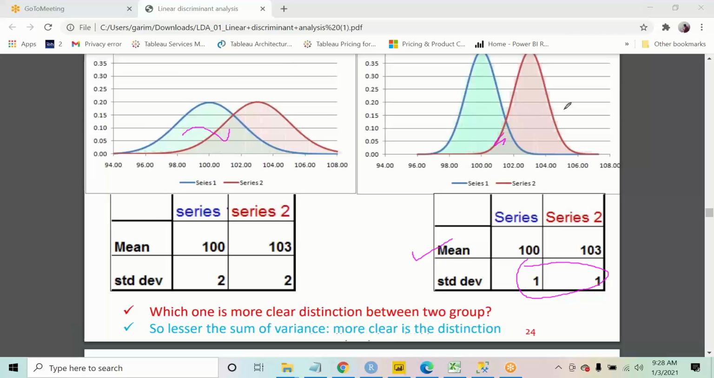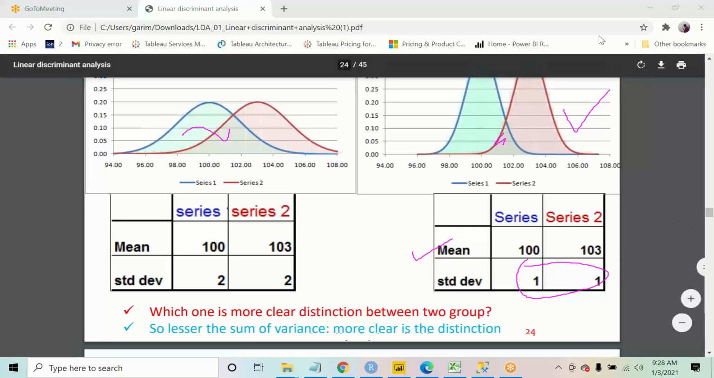That is why this chart will have a clear distinction, and if you have this chart, your predictions will be better in this scenario. So that is the basis of the feature selection that we have.